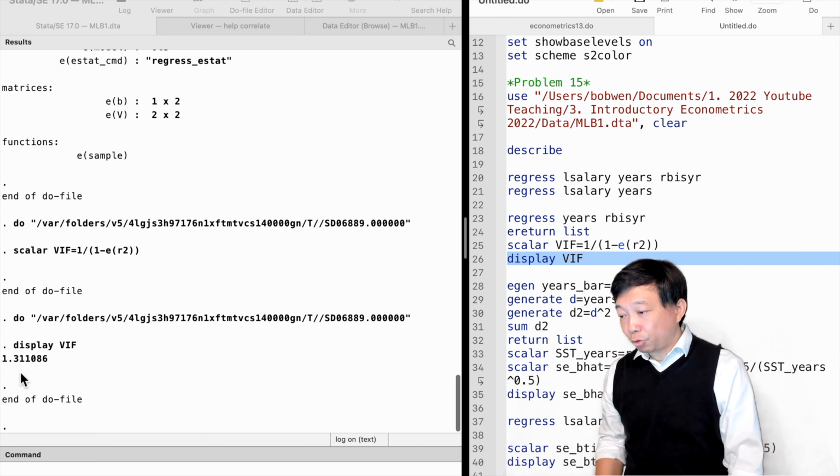The variance inflation factor measures the degree of collinearity. There's little collinearity between years in the major leagues and runs batted in per year.